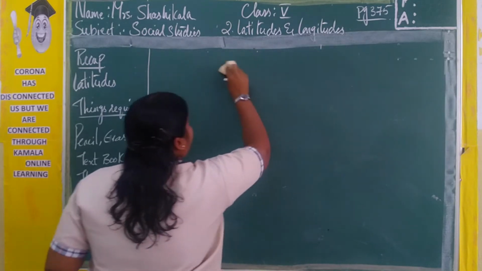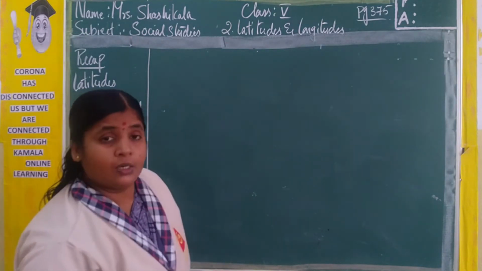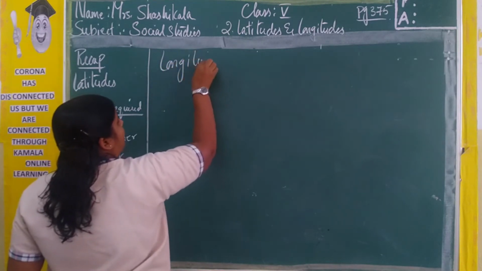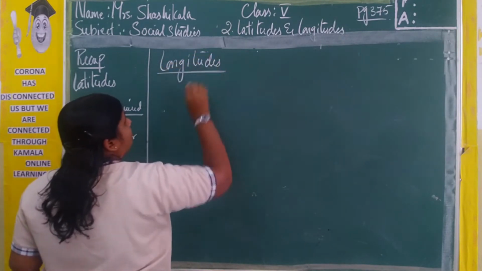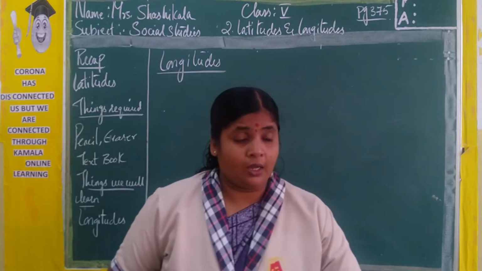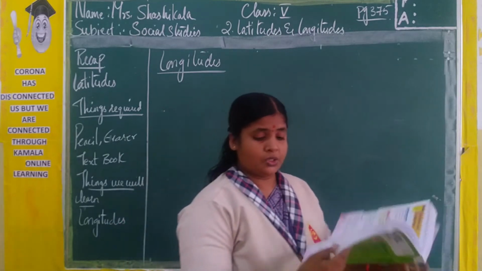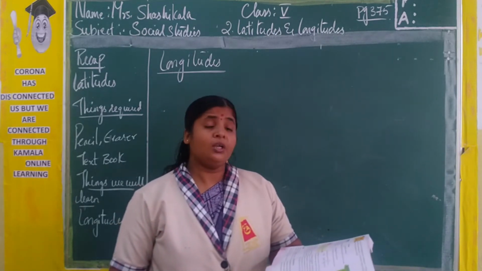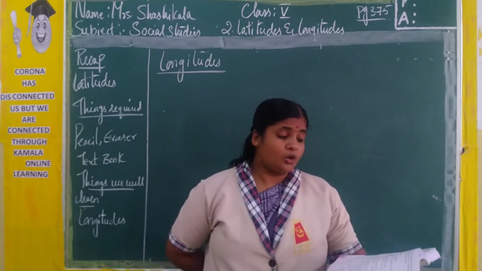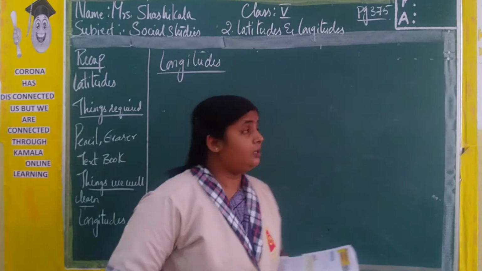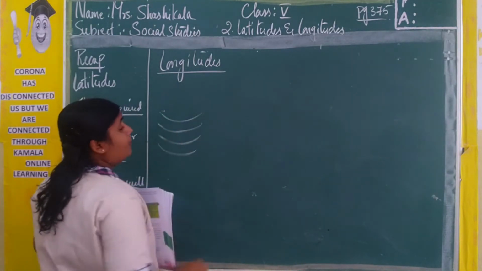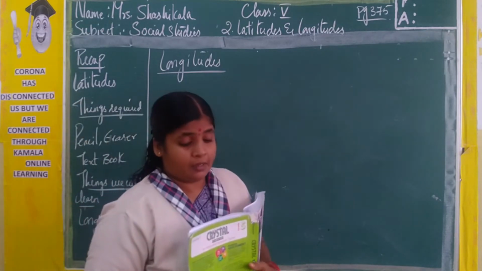Now, moving to the next topic, that is about the longitudes. Right? Longitudes. Now, page number 375. I hope you are ready with your textbooks. Longitudes are imaginary lines drawn from the North Pole to the South Pole. These lines are not parallel to each other. In the latitudes, we can see the lines parallel to each other, but in the longitudes, they are not parallel.